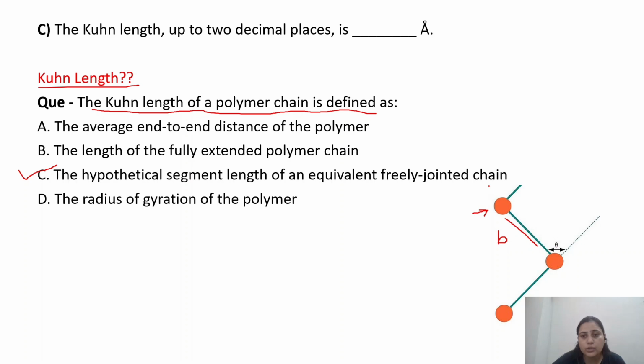The other options cannot be correct, because the radius of gyration of the polymer is something different, as we already discussed. Option B says the length of the fully extended polymer chain. We already discussed that in the fully extended polymer chain, R is equal to R max, so it cannot be equal to the Kuhn length. So this option will also be incorrect.